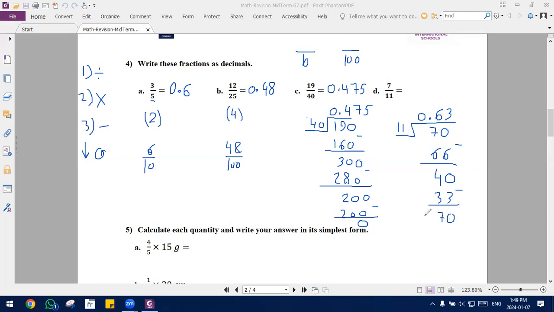Now I add a 0, it becomes 70, but look what happened here. I get 70 again. If I continue, I will subtract 66, then I will get 40, then 33, then 70 again. So these values will be repeated. So each time will be 63, 63, 63. So we put dots on them, which means it's repeating. So 0.63, and the 6 and the 3 are repeating. So you have to put these points, because it goes to infinity, it doesn't finish.